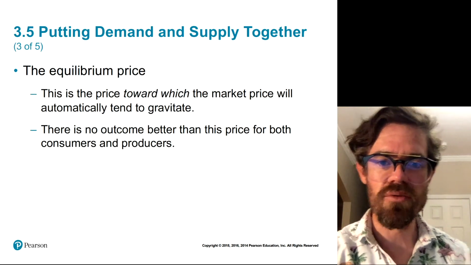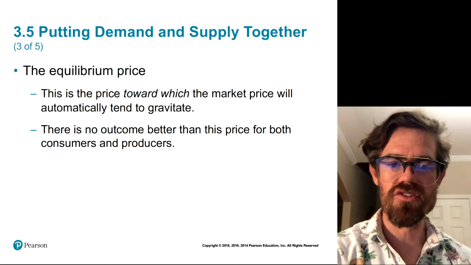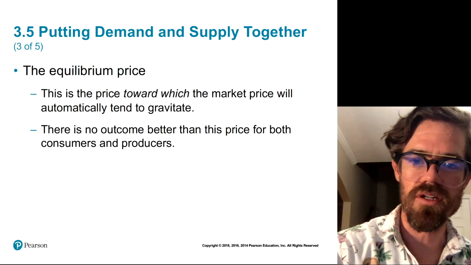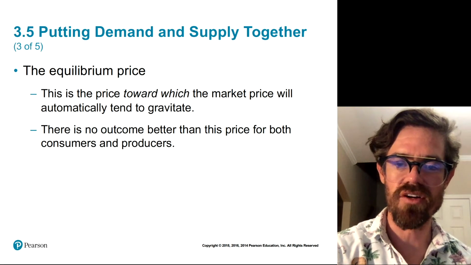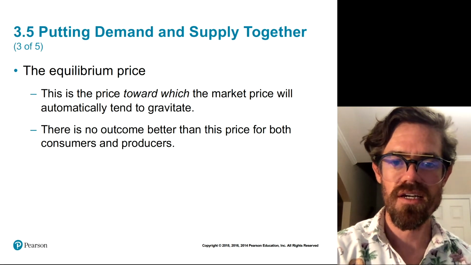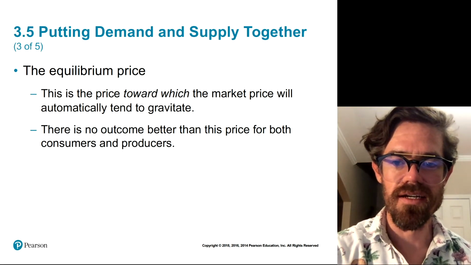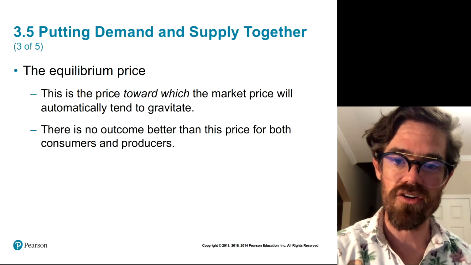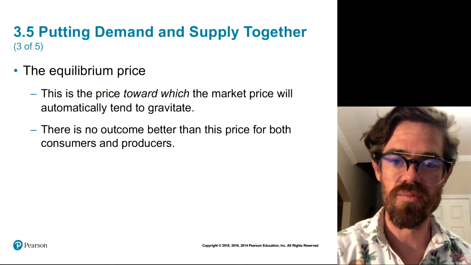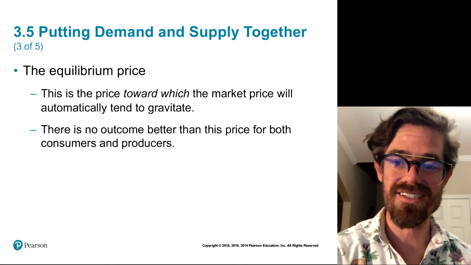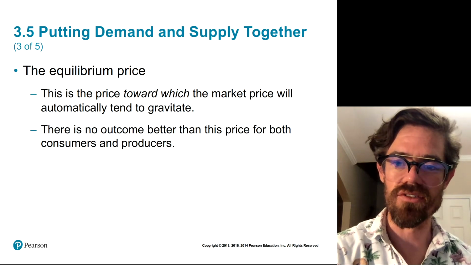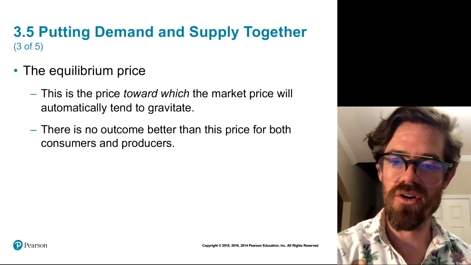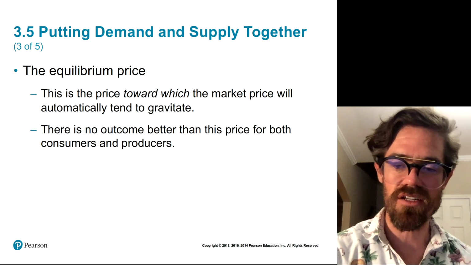All right, more about the equilibrium price. This is just the price toward which the market will automatically tend to gravitate. So I've already really talked about these things. But I will reiterate that there really is no better outcome than this price for both consumers and producers. Again, this is the price that makes it so that all buyers and all sellers are happy, and no buyers are unhappy, no sellers are unhappy.